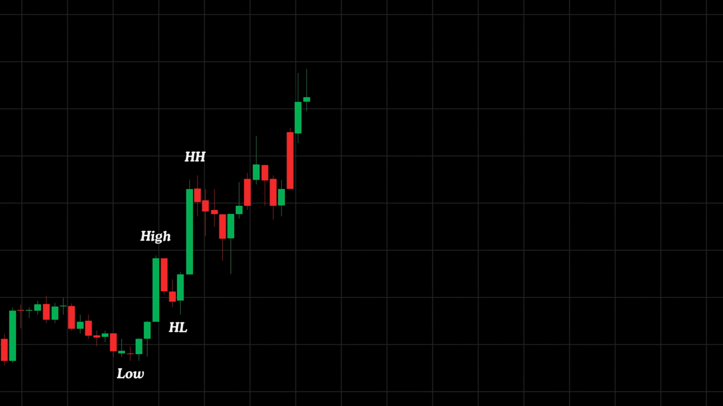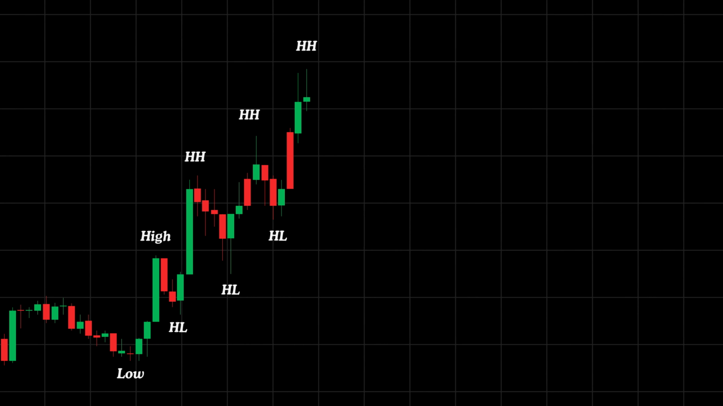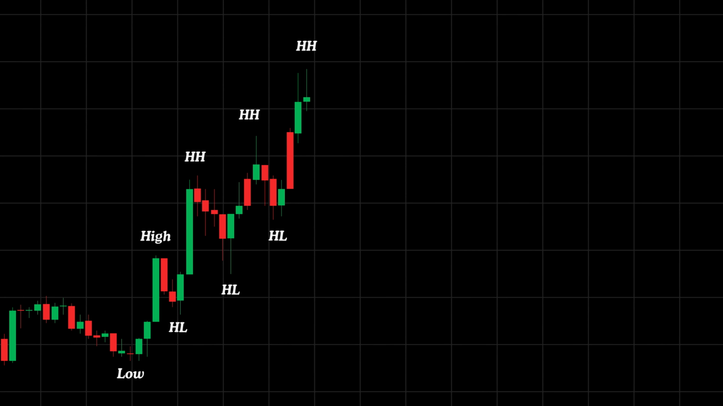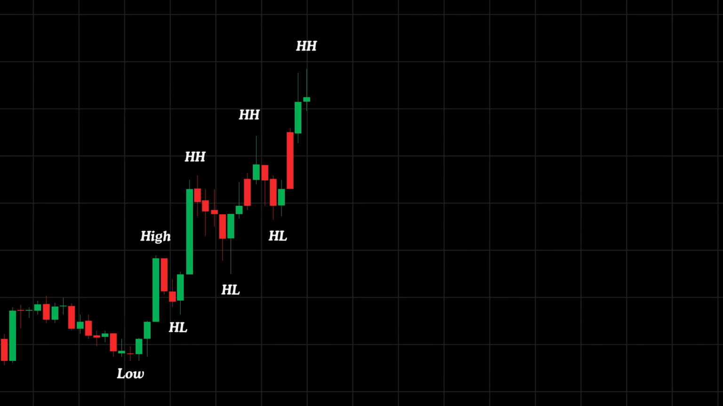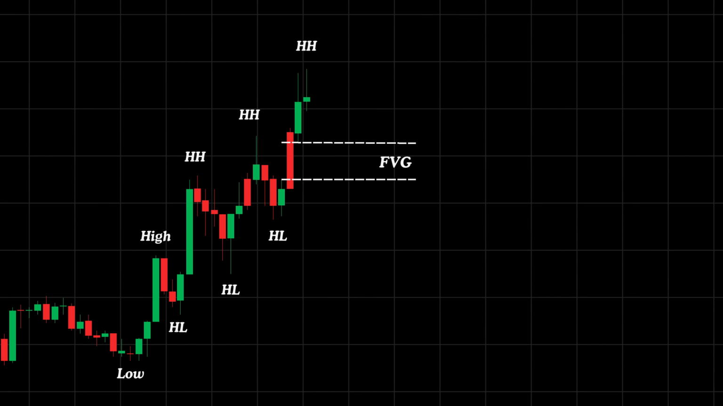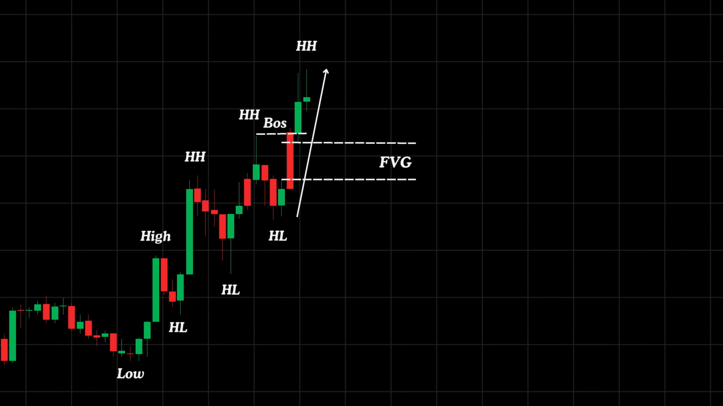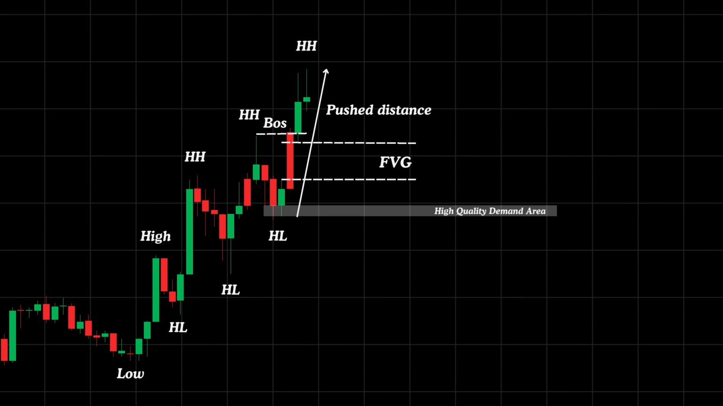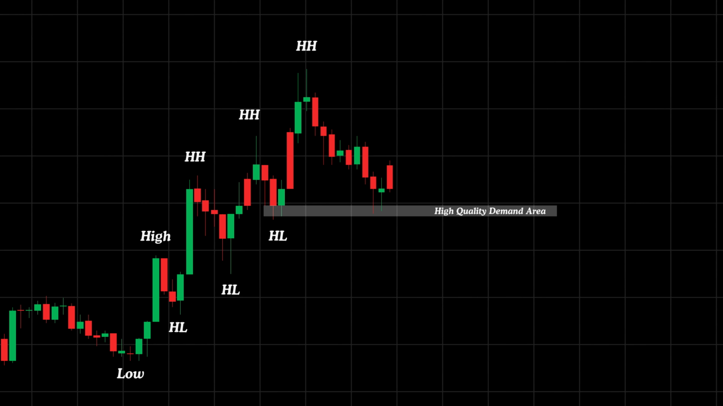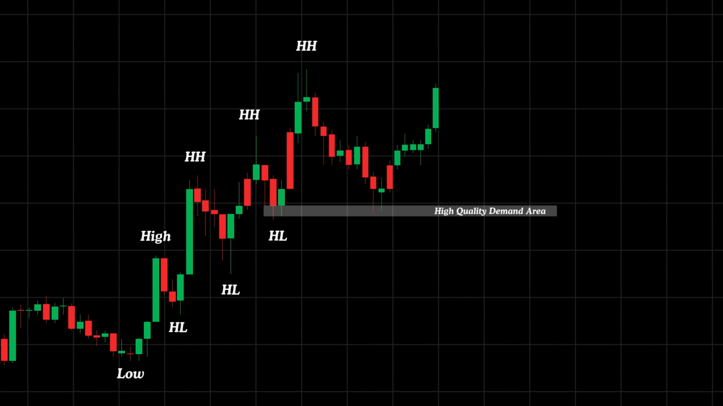For instance, if we plot zigzag lines on the euro-dollar 1-hour chart, we can clearly observe the highs and lows being marked. The most recent impulsive move fulfills all the conditions for a high-quality demand zone. It has formed a fair value gap, broken through the prior market structure, and driven price upward by a significant distance compared to earlier moves. When price retraces back into this zone, the probability is higher that it will reject the level and continue advancing upward.